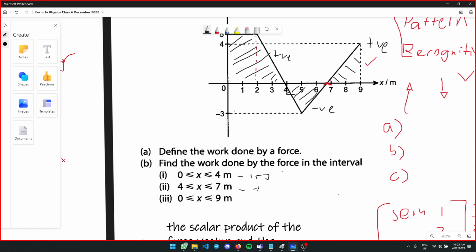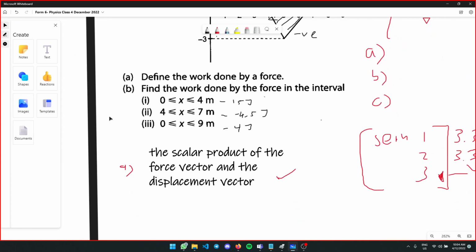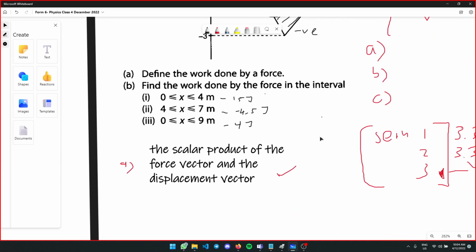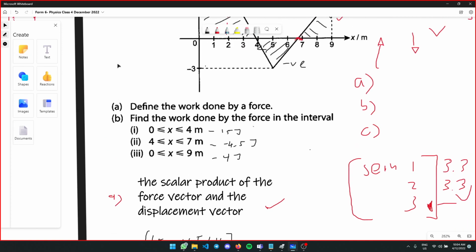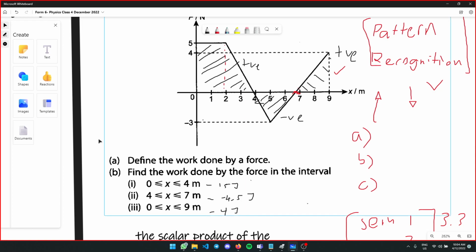Then negative 4.5 joules and also 4 joules. Did you get that? If they ask for the total work done, what do you do? You add everything again. 15 minus 4.5 plus 4. Oh, sorry, this one, not 9.